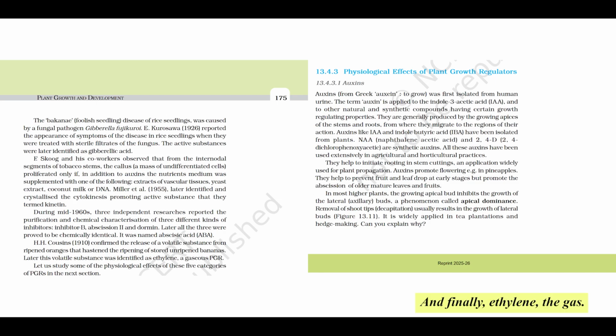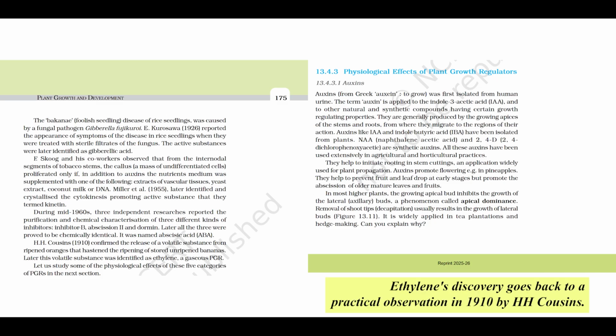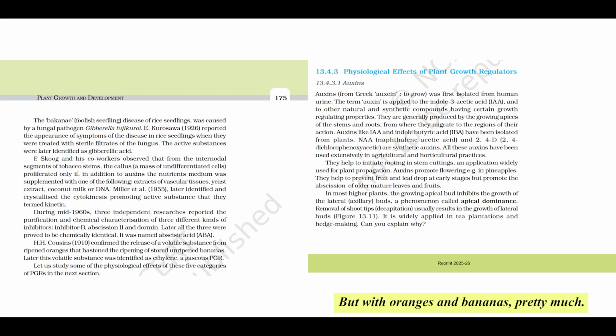Cool. And finally, ethylene, the gas. Ethylene's discovery goes back to a practical observation in 1910 by H. Cousins. He confirmed that ripened oranges released a volatile substance, a gas that hastened the ripening of stored unripened bananas nearby. The one bad apple spoils the bunch idea, but with oranges and bananas. Pretty much. That volatile substance was later identified as ethylene, a simple gas acting as a hormone. Amazing how many came from observations or accidents.